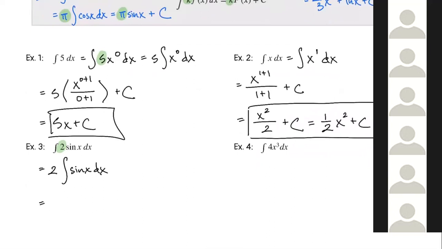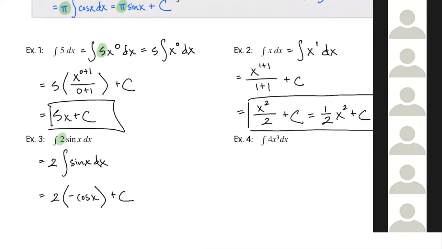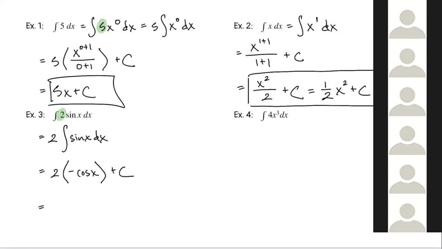And let's think about this. Where did sine come from? I think we had this in one of the previous examples. It comes from negative cosine. So it's like 2 times negative cosine plus c, or we tend to just bump that negative sign all the way out to the front. And here is our solution.